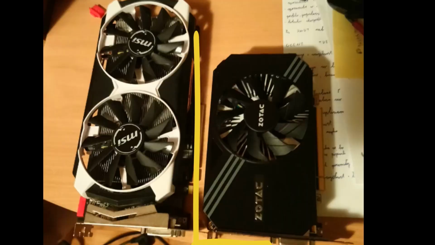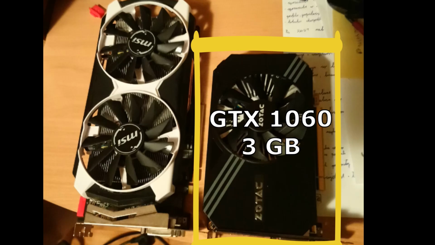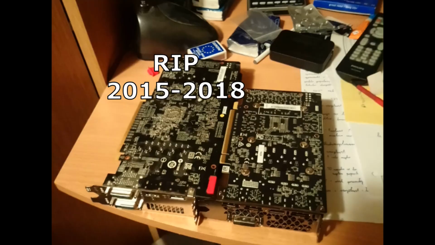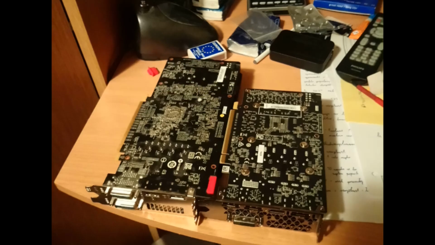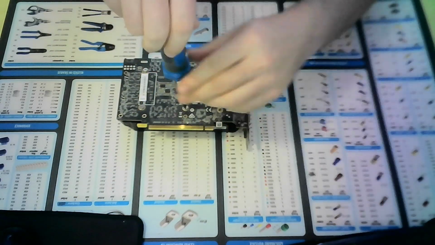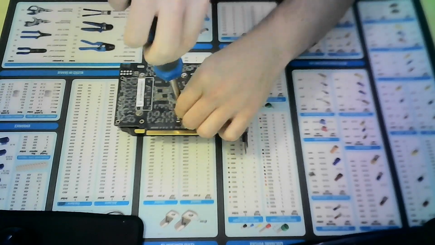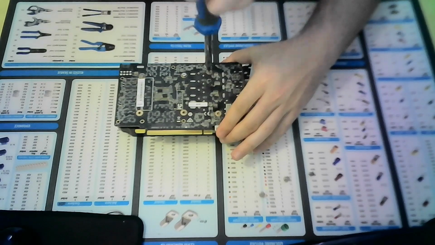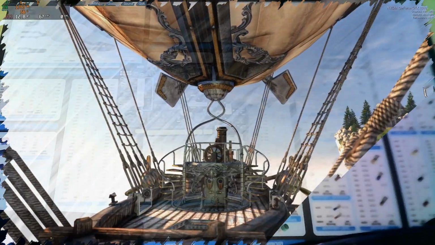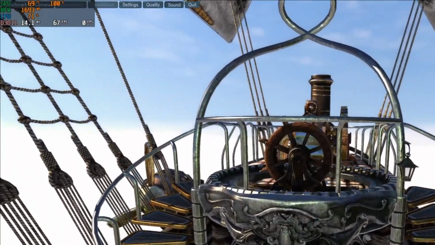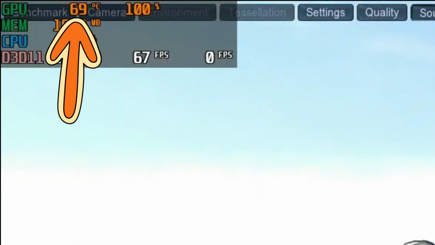Here is the Zotac 1060 3GB that replaced my R7 370, which died back in November 2018, so exactly 6 years ago. I have cleared the dust from the 1060, but I have never replaced the thermal paste on it. So, should you even bother? I stressed the thermals by running the Heaven benchmark until the temperature stabilized at 69 degrees.